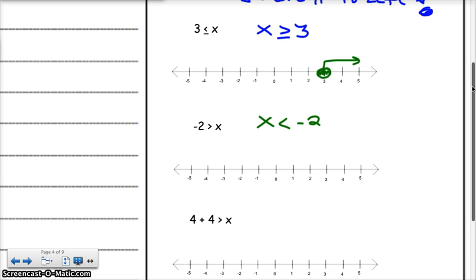So I make a circle at negative 2. I do not color it in because there's not a line. And less means I go to the left.